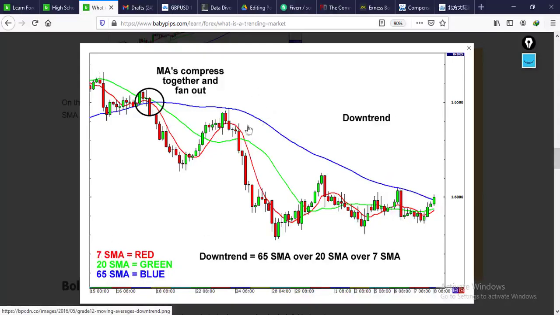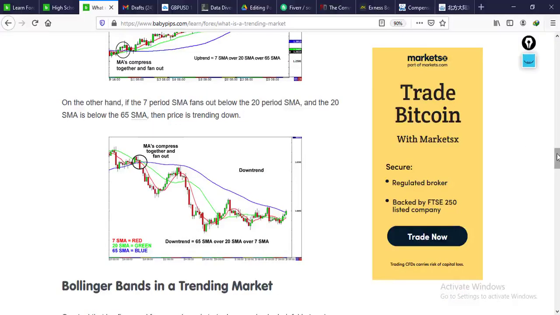So here it is on the reverse side. Once we call up these figures and we see the MAs compressed together like this, know you are in a downtrend market.